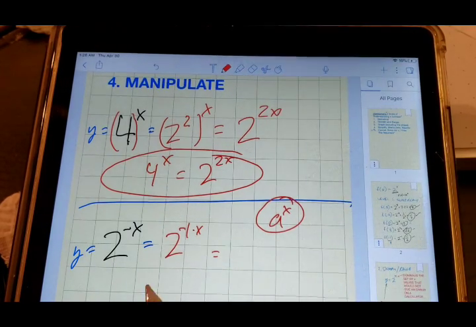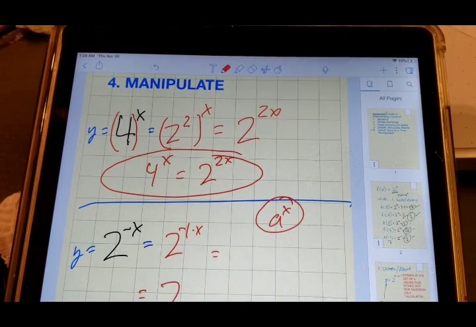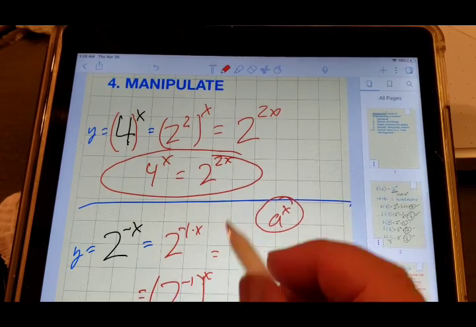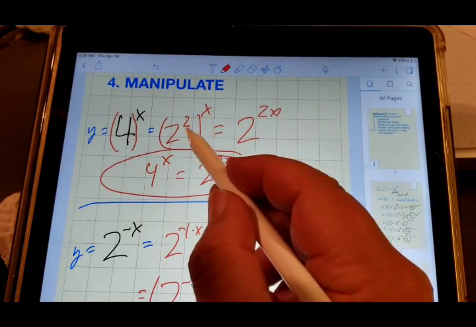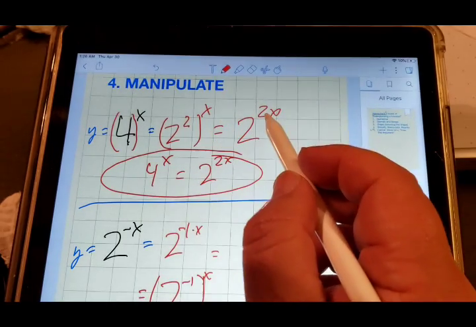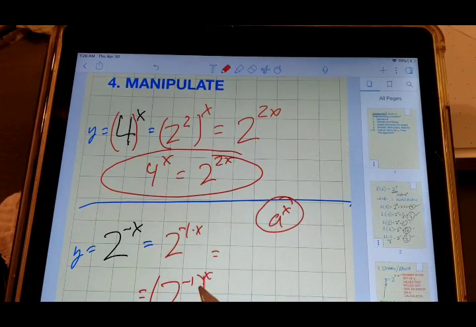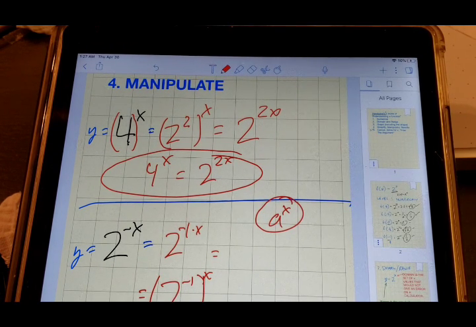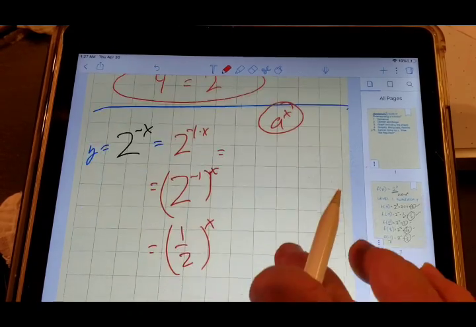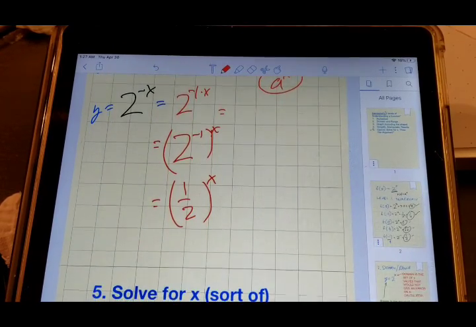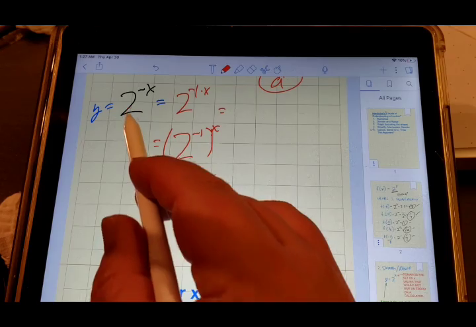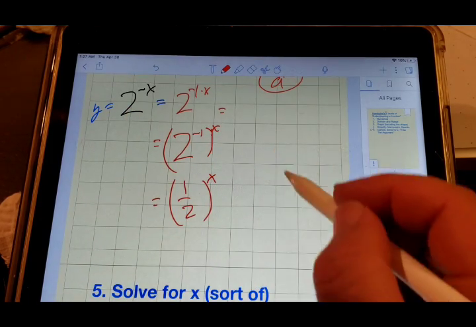Well, what that means is, let's go down here, I can think of that as 2 to the -1 raised to the x. In other words, that same rule I used here, but in this direction. If I have a multiplication, I can write them each separately. And so I can further think of that as 1/2 to the x. That's it. I can change 2 to the minus x into 1/2 to the x.